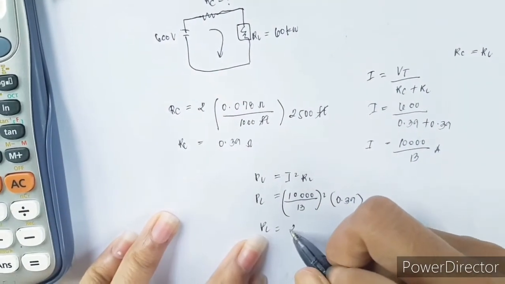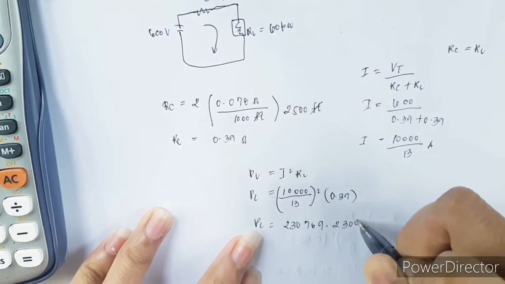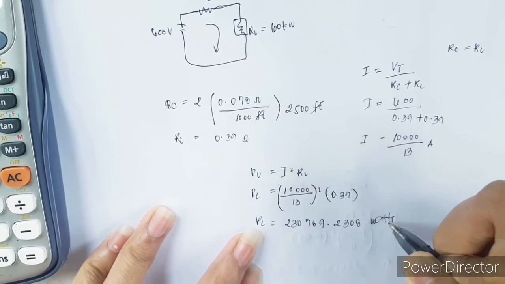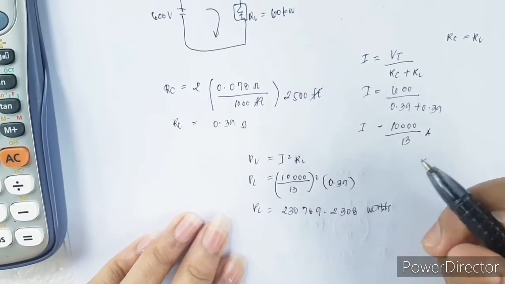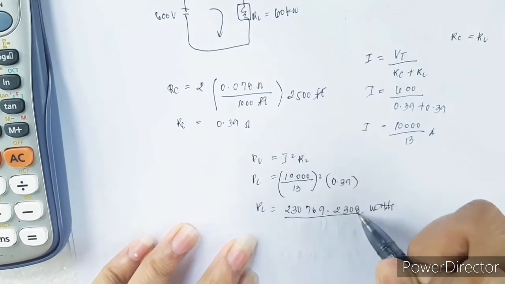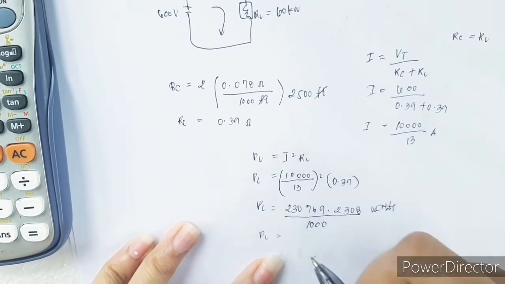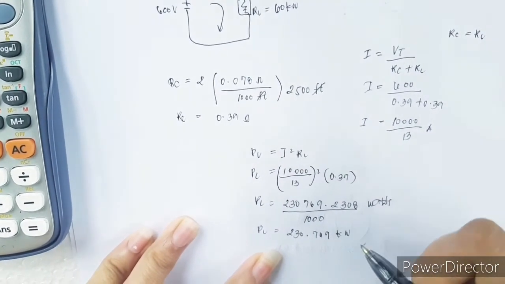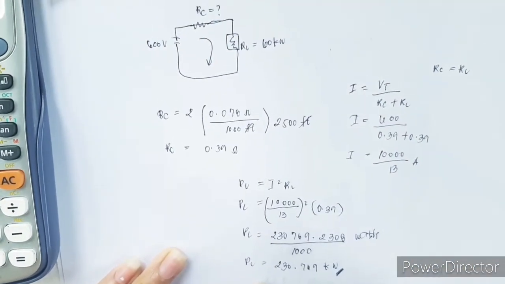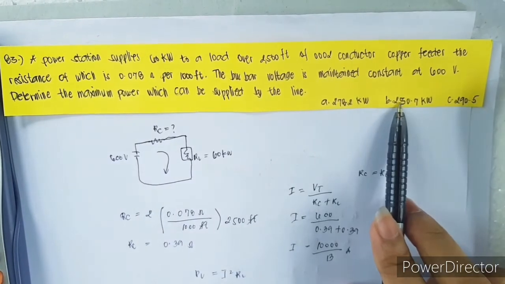Okay, so we have here 230,769.2308 watts, but the choices don't have watts, only kilowatts. So we'll divide this one by 1000 to get kilowatts. So we will get 230.769 kilowatts. So let's see if we have 230 on our choices. So it is letter B.